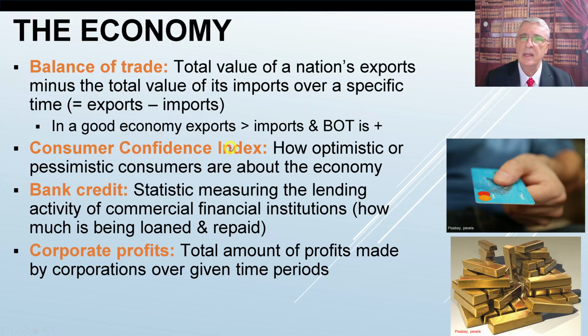Consumer confidence index, how optimistic consumers are. That's you and I when we're at home. Are we thinking about buying a refrigerator, a new car, or are we a little concerned and we're not sure about our jobs, so we're holding back? Bank credit is not used so much anymore because of some oddities. It's a statistic measuring the lending activity of commercial banks, how much is being loaned, how much is being repaid. And corporate profits, well, the total amount of profits made by corporations in a given time period.